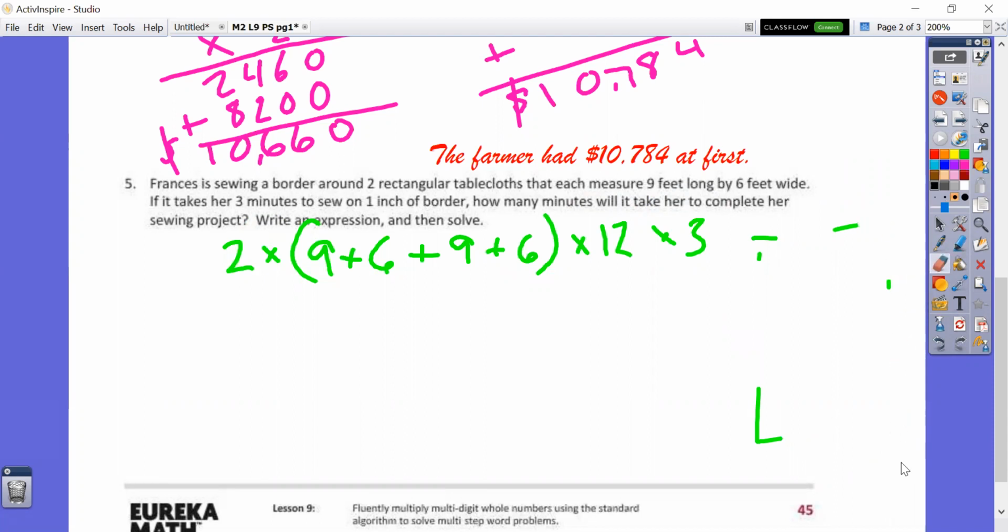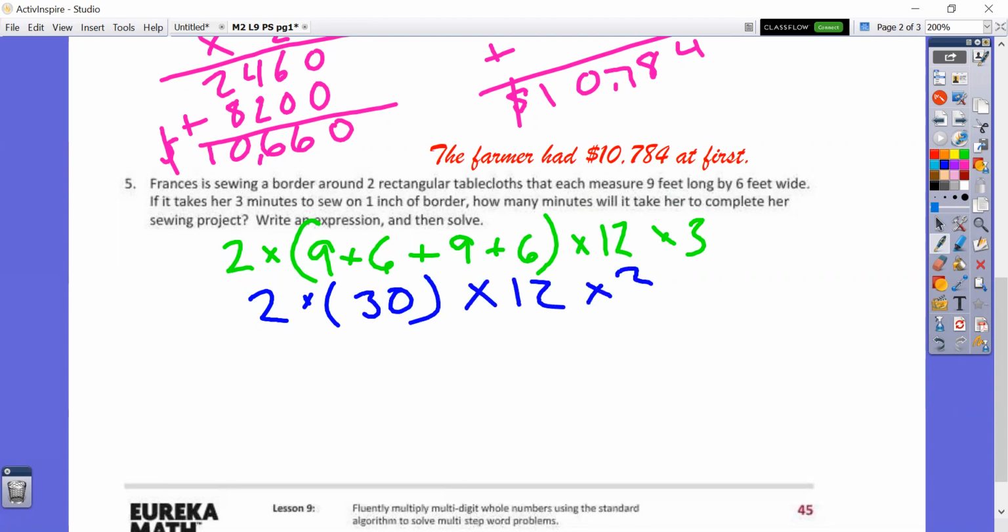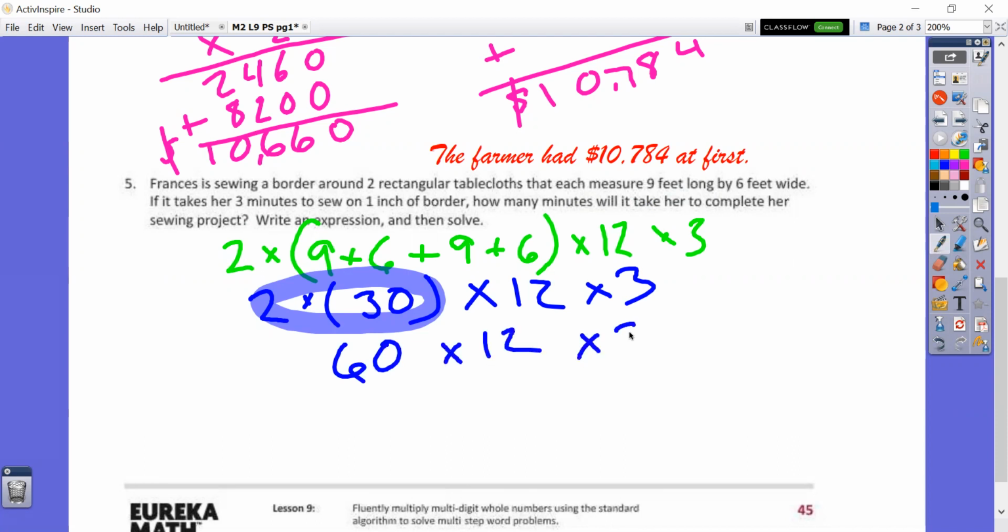Get rid of these numbers over here. All right, let me change color, and let's go ahead. Well, 9 plus 6 is 15. Oops, I'm still on my eraser. Let me just rewrite this expression a little condensed. Well, 9 plus 6 is 15. 15 plus 15 is 30. So it's going to be 2 times 30 times 12 times 3. Well, we're going to do this part first. So it becomes 60 times 12 times 3.